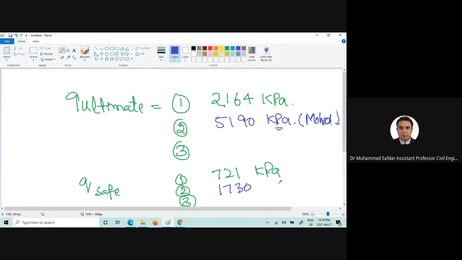Okay, Mohit, this is also for the same Mohit. Now I need to use another value. What's the other value, please? 5903, and that would be in kilopascal. And what's the Q safe? Just divide it by 3. 1967.